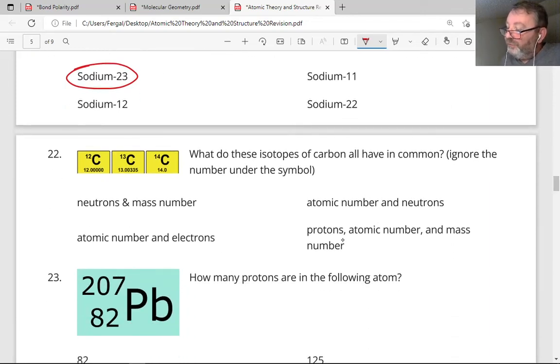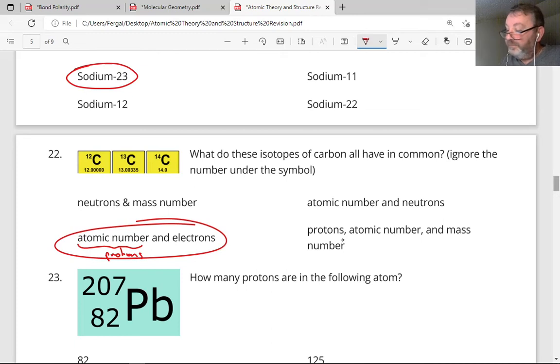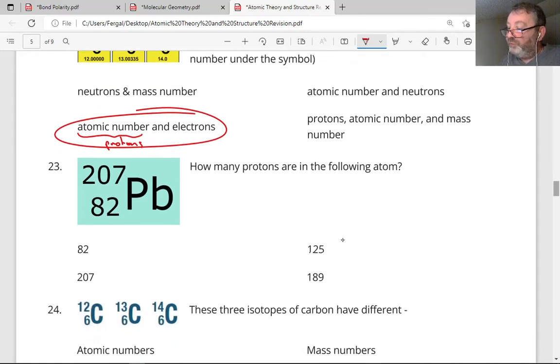What do these isotopes of carbon all have in common? Well, what do isotopes have in common? The only thing they don't have in common is their number of neutrons. So therefore they've got protons in common and they've got electrons in common. Is that there anywhere? Yep. And don't forget, atomic number means protons, doesn't it? That's what it is. So there it is. Protons and electrons.